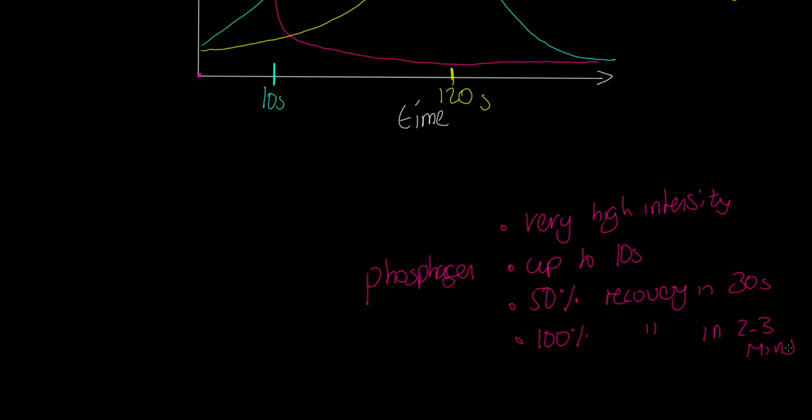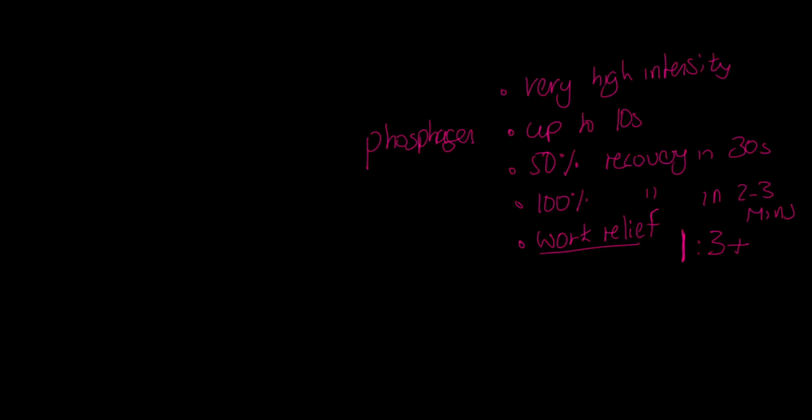So this system, which is anaerobic, actually recovers in 2 to 3 minutes, but we can get 50% recovery of it in 30 seconds. Therefore, we have a work relief ratio. And if you're not sure what this is, when we train the system, how much work in terms of time we're going to do in relation to how much relief we're going to do. And we're going to say that for the phosphagen system, for every 1 unit of time we work, we're going to have 3+ units of rest. So imagine that we work for 10 seconds, that's going to mean 30 seconds recovery or more. And that's what we mean with the phosphagen system.